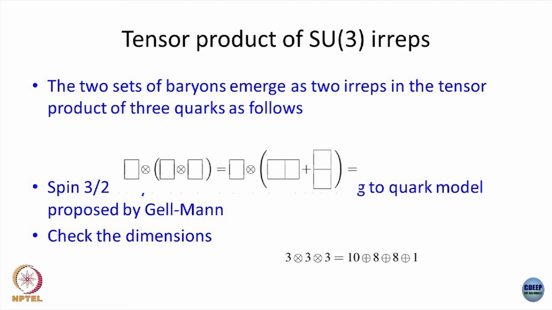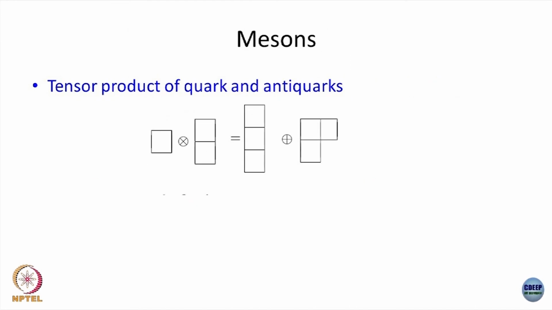So, to summarize, the 2 sets of baryons which I showed you, one as a decuplet diagram minus the omega particle initially, can be viewed as tensor product of 3 quarks as follows. Okay. So, this we have done it now. Spin 3/2 baryons are 10 of them according to the quark model proposed by Gell-Mann, and you can check this dimension which we have already checked.